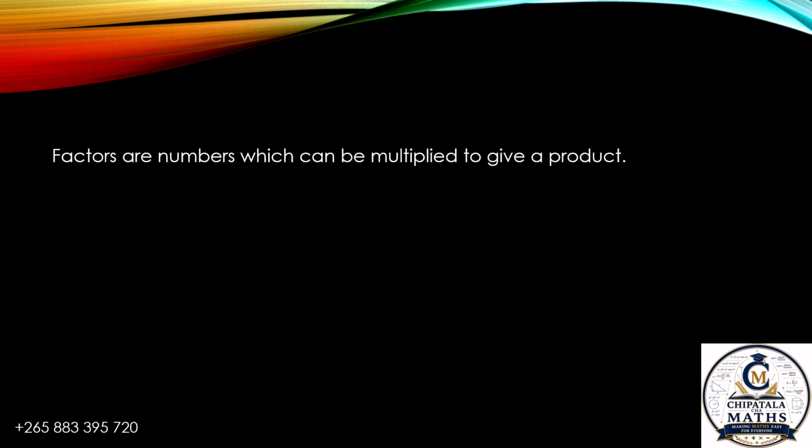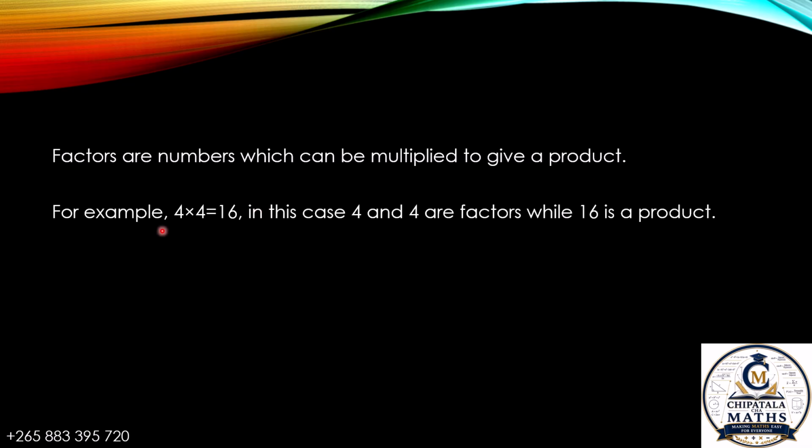In factorization, we have factors, and these are numbers that, when they are multiplied, give a product. For example, 4 times 4 is 16. In this case, 4 and 4 are factors, while 16 is the product, which is also known as the answer or the result. So let us see our first example.